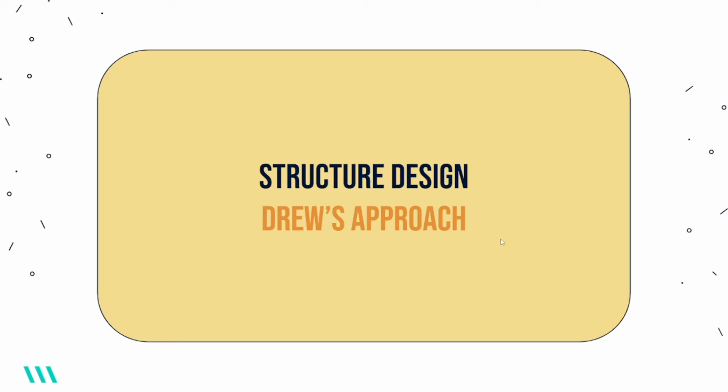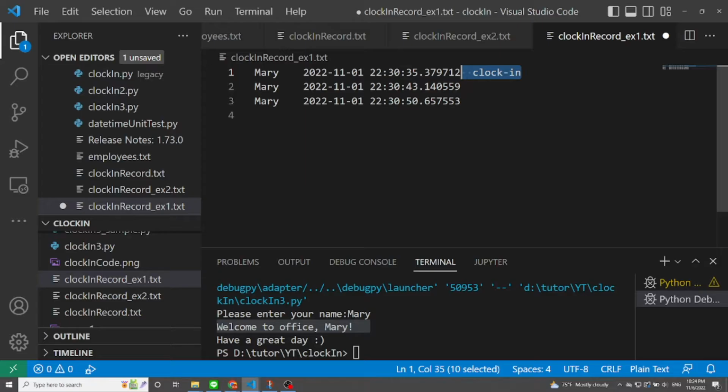Now here is my approach. Let's have a file, for example. We have Mary's 3 records here. We will simply assume that the first one is clock in, so what the program is going to do is put a tag here. This tag is called clock in. And for the other ones, except for the first, we will simply assume it as clock out. This is my simple approach.